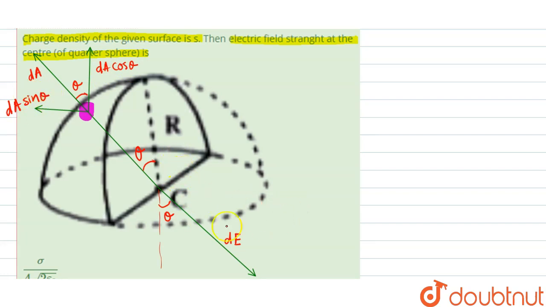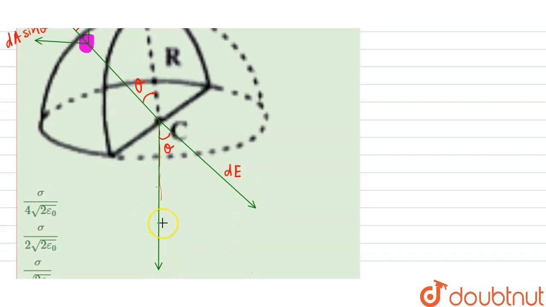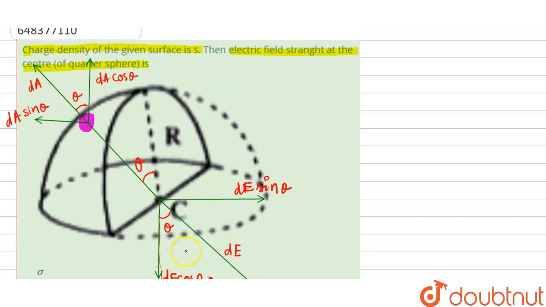Now similarly we can resolve our electric field into two components. In the vertical direction we get dE cos theta, and in the horizontal direction dE sin theta. So we are getting the two components of our electric field, dE cos theta along the vertical direction and dE sin theta along the horizontal direction, at this point O, the center of this quarter circle.